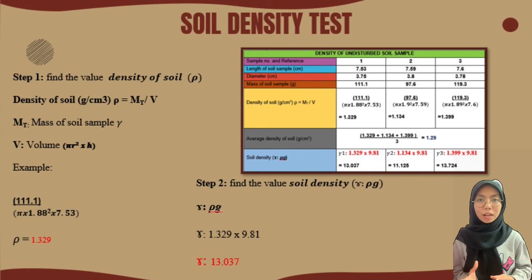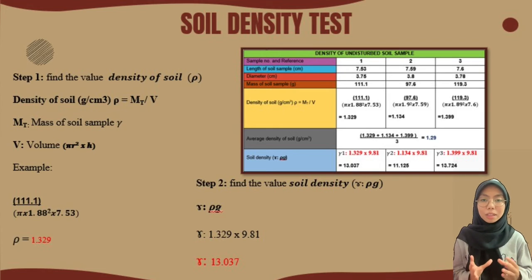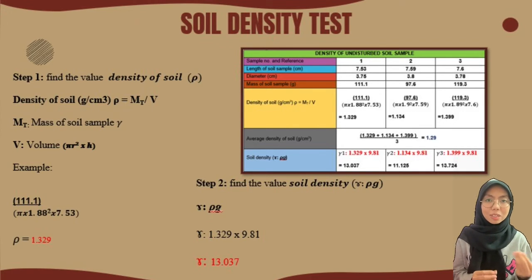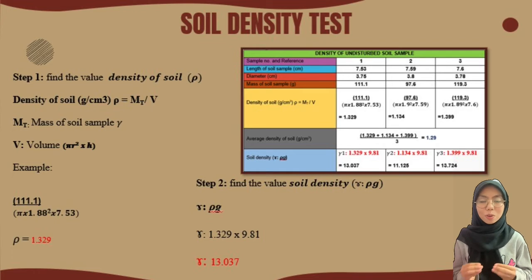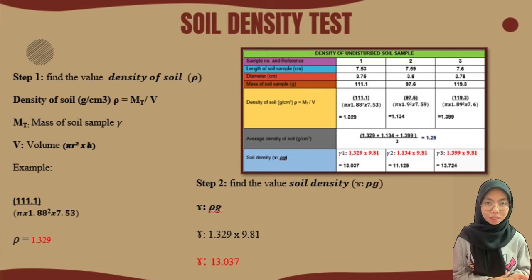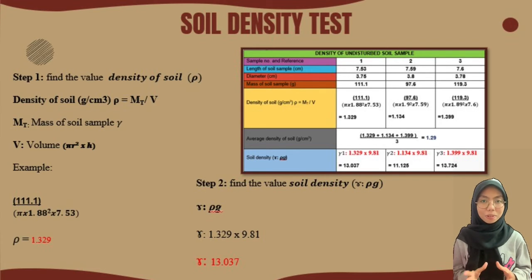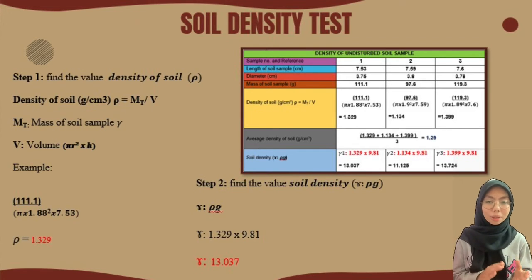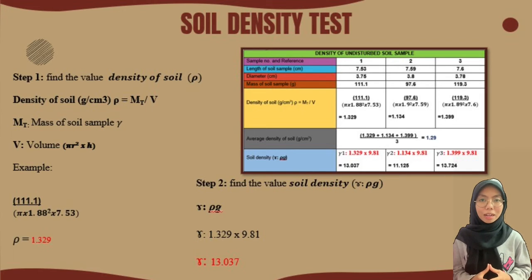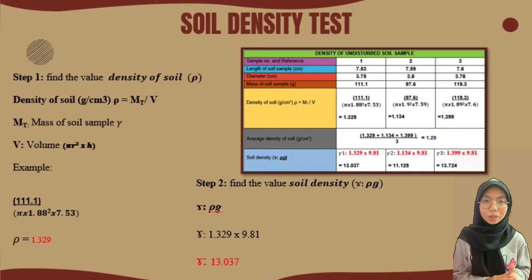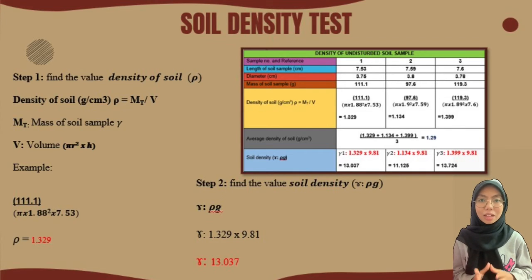Okey, untuk mendapatkan soil density, kami telah menggunakan formula unit weight bersamaan dengan rho G. Untuk nilai rho, kami mengambil semula nilai di soil sampling tadi iaitu 1.329 didarabkan dengan nilai graviti. Seperti yang kita ketahui, nilai graviti ialah 9.81. Oleh itu, kami mendarabkan 1.329 dengan 9.81 dan kami mendapati nilai sebanyak 13.07 untuk nilai soil density.